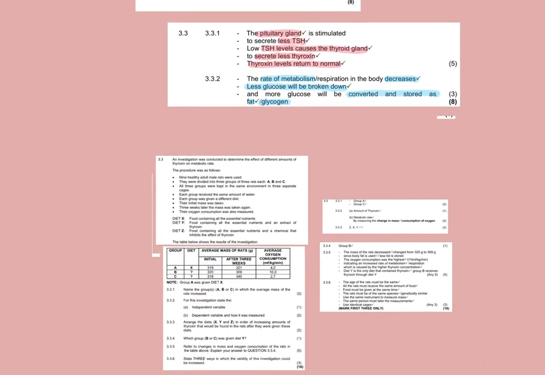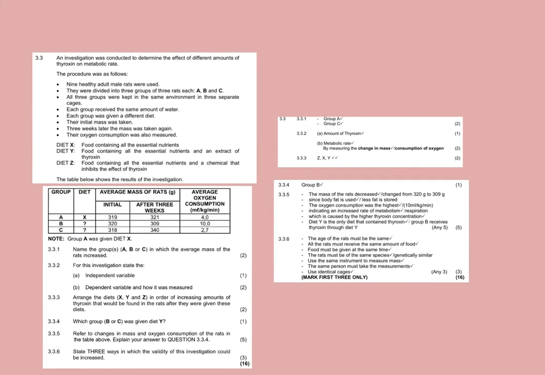So let's look at another question, which came from the November NSC paper 2017. I'm not going to go through the whole thing, but it's a key question. An investigation was conducted to determine the effects of different amounts of thyroxin on metabolic rate. So they used 9 mice in 3 groups: A, B, C, and each group received the same amount of water but a different diet. Diet X had all the nutrients added. We don't know which group received that diet. Diet Y had all the essential nutrients, but with extra thyroxin. And diet Z is a diet that has added something that hinders the effects of thyroxin.